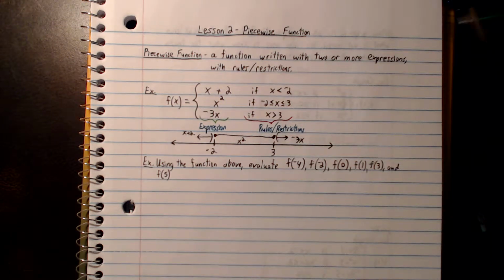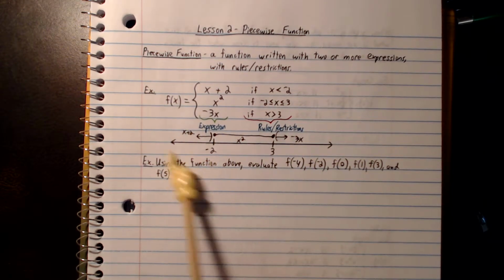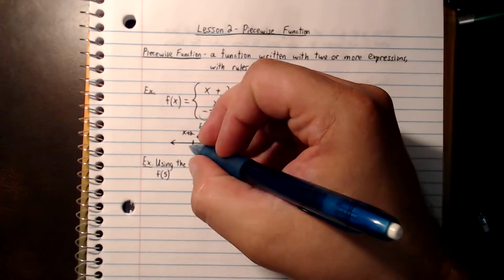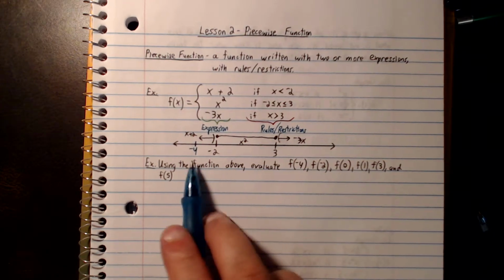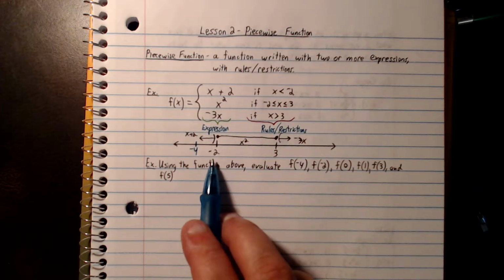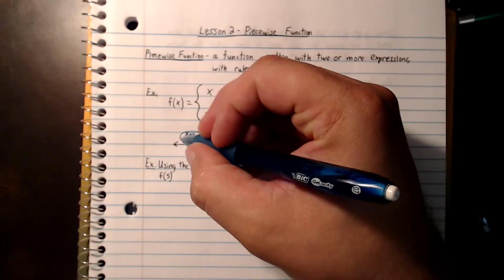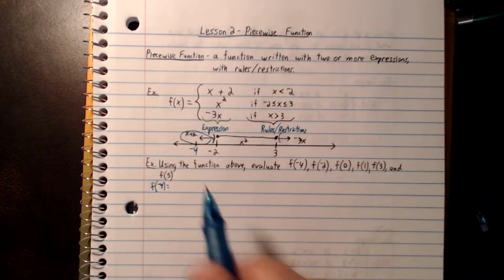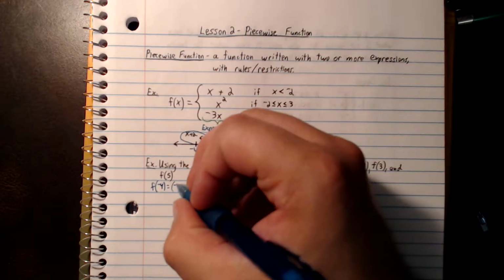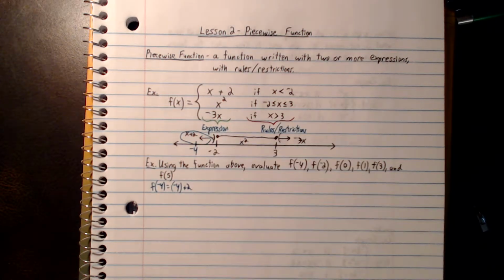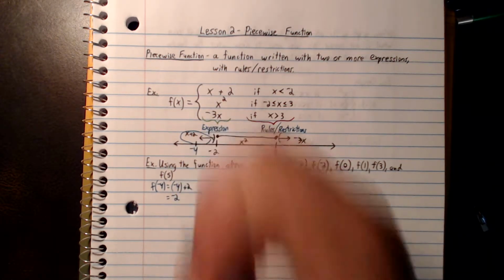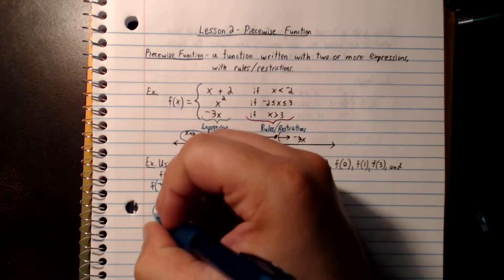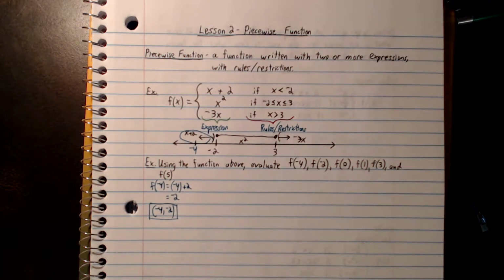Or if you use this little line here, like I did, you can identify it as well, right? I know -4 is on this side of the number line from -2, and that falls into this expression. So when I want to do f of -4, I'm using this expression here. -4 plus 2 will give us -2. So if we plug in -4, we get out -2.